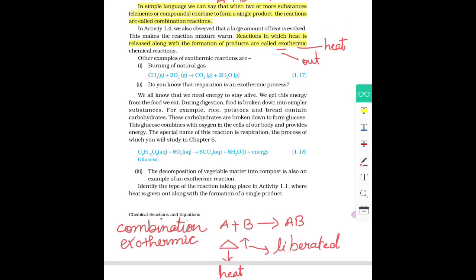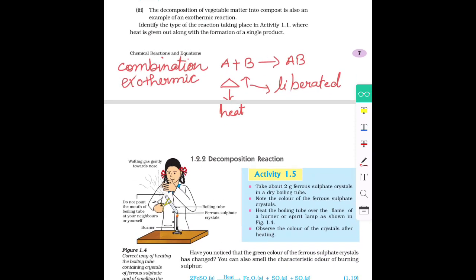Now let us see one more type of chemical reaction, that is decomposition reaction. You can say decomposition reaction is the reverse of combination reaction. Let us perform an activity. Take about 2 grams of ferrous sulfate, that is FeSO4 crystals, in a dry boiling tube. Note the color of the ferrous sulfate crystals. Heat the boiling tube over the flame of a burner or spirit lamp as shown in the figure.